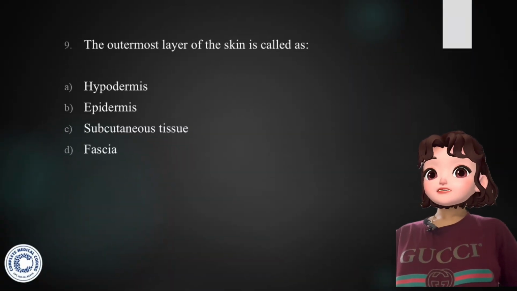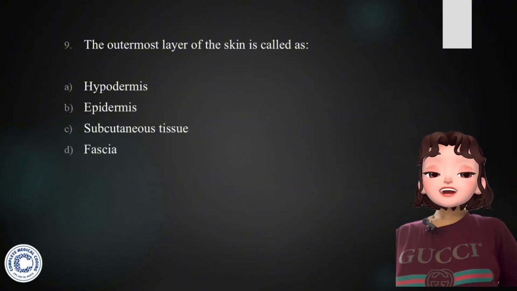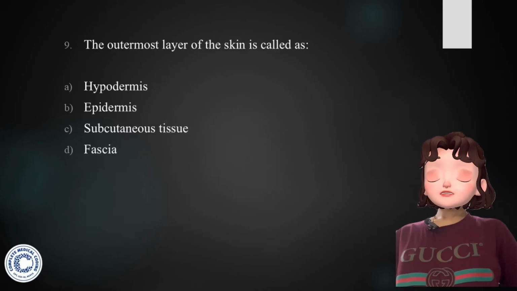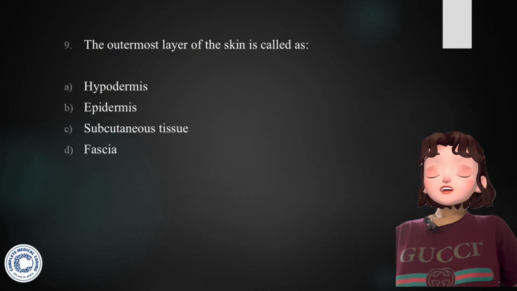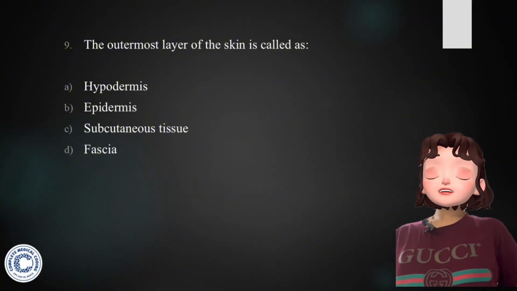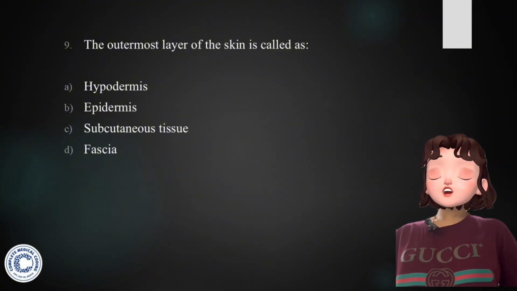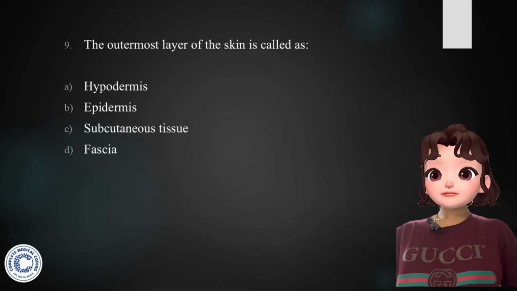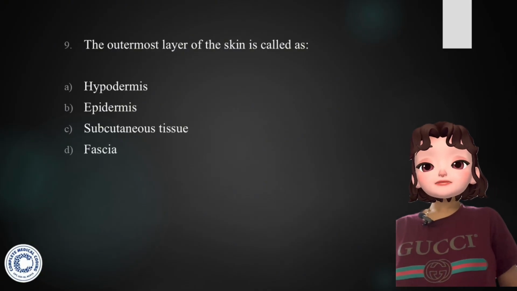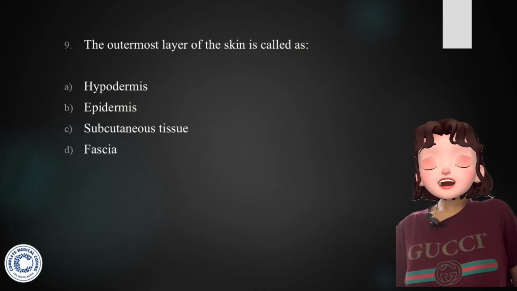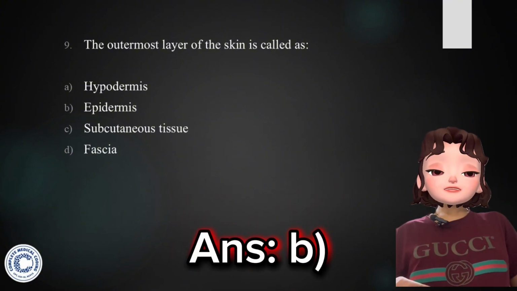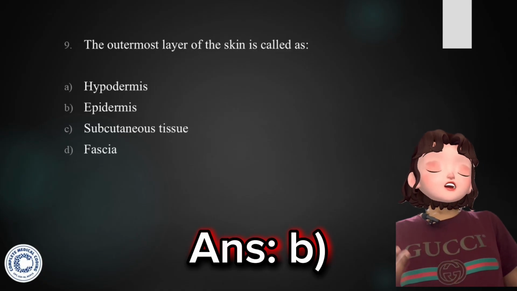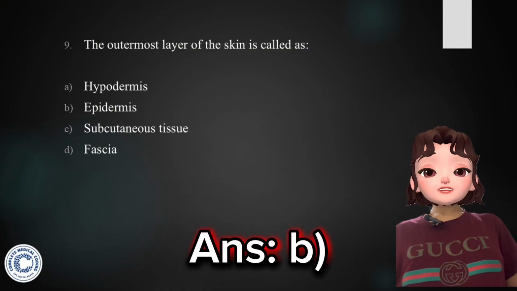9th question. The outermost layer of the skin is called as. This is easy but important also. This will be useful when you start your career as a medical coder. Option A, hypodermis. Option B, epidermis. Option C, subcutaneous tissue. And option D, fascia. Option B is the answer, epidermis. Then comes the dermis, then the subcutaneous tissue, then the muscle. The order is like that.